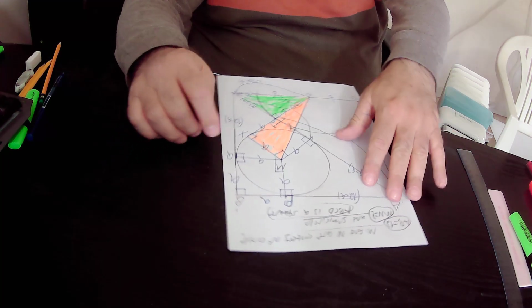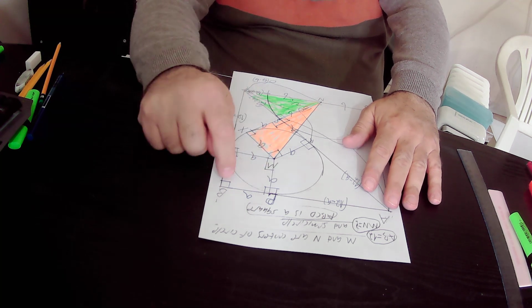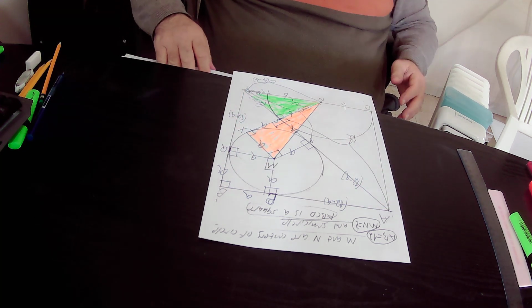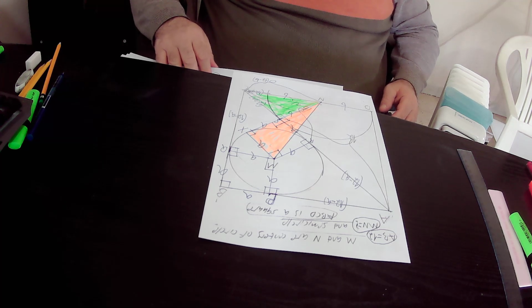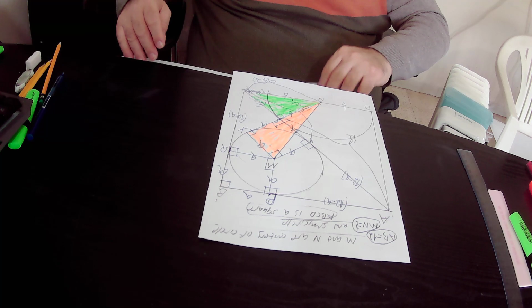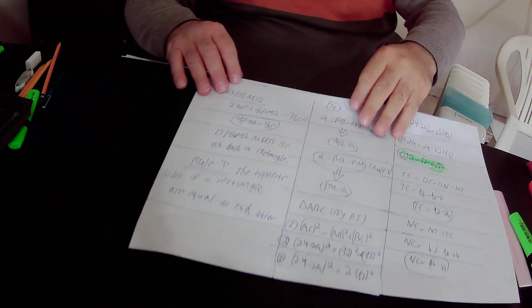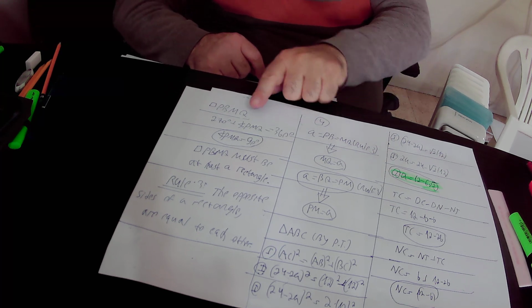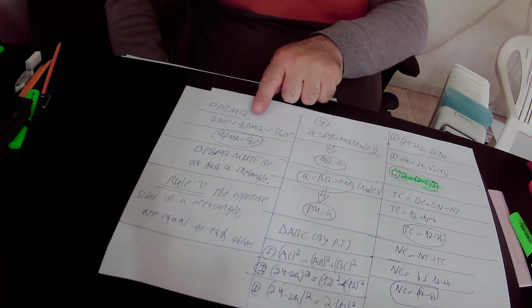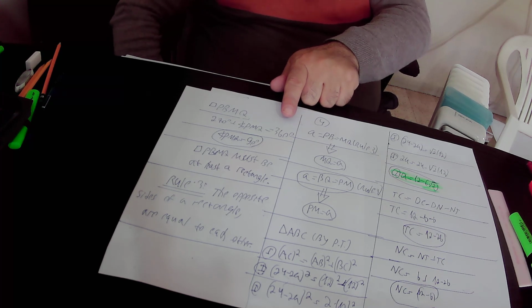So actually, in quadrilateral PBMQ, we have 1, 2, 3 right angles. The sum of 3 right angles is 270 degrees, plus the size of the fourth angle, that is actually angle PMQ. In total, they must be equal to 360 degrees.